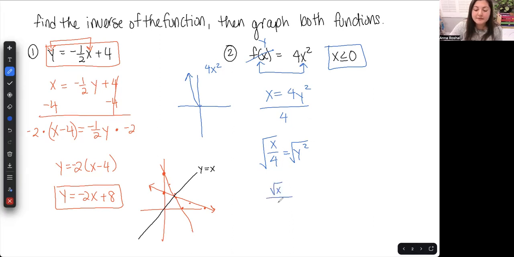And then I have this 4 right here. And so the square root of 4 is 2. So I'm going to leave that. And I'm going to have that equals y.